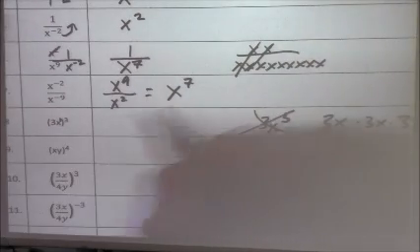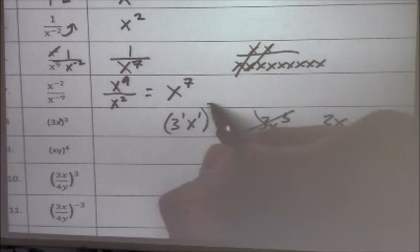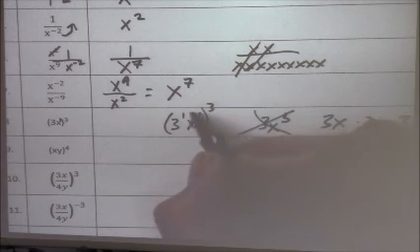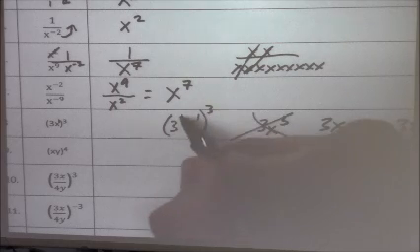Think of it this way, that inside the parentheses we have 3 to the 1st power and x to the 1st power. So the 3 on the outside multiplies to each of these exponents. 3 to the 3rd power, 1 times 3 is 3.